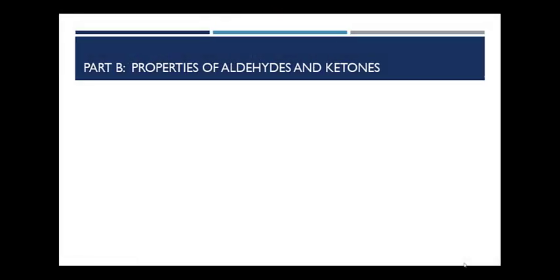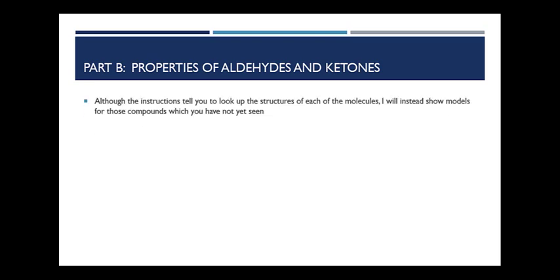We now move to Part B, which looks at the properties of various aldehydes and ketones, including some ketones and aldehydes which will appear in Parts C and D, and others which will not. The instructions tell you to look up the structures of each of the molecules either on the internet or by looking up their structures in a manual.